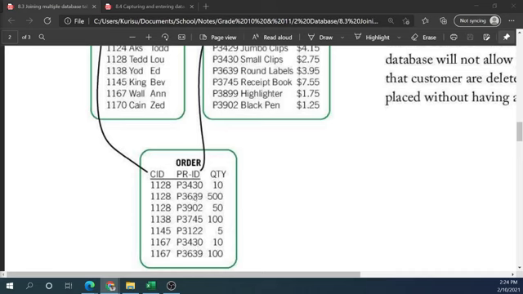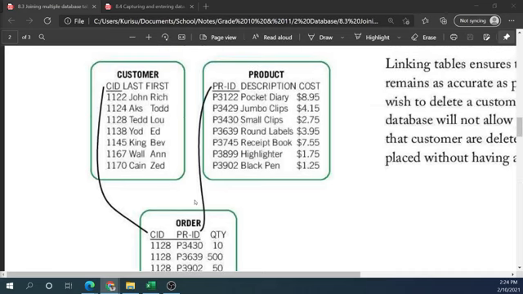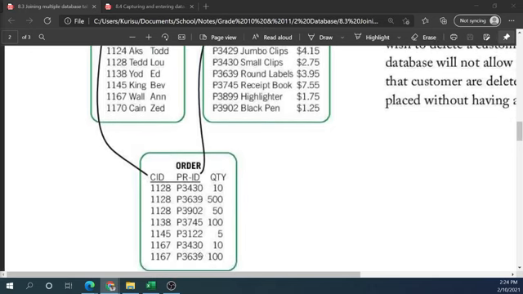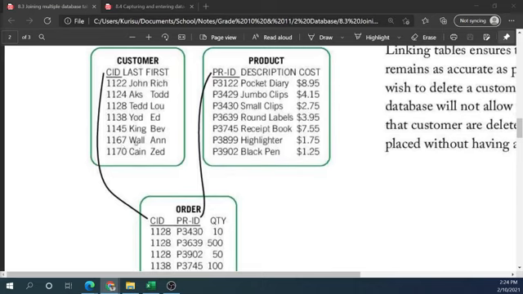And P3639. Do we have another one? One at the bottom here, 1167. And Anwar. Very good, Aaron, that is correct.